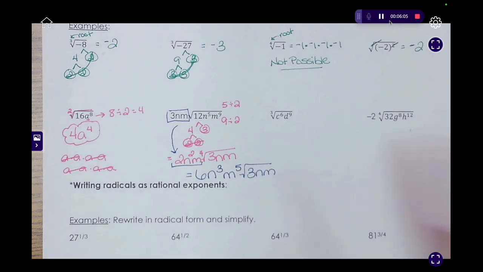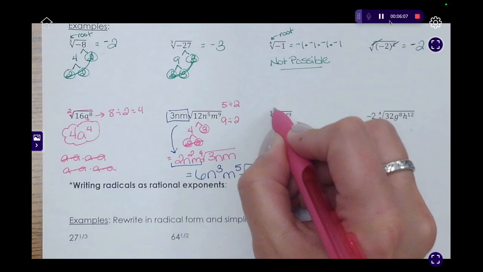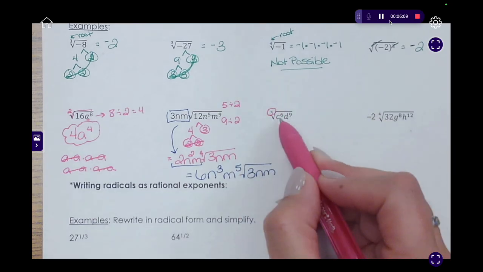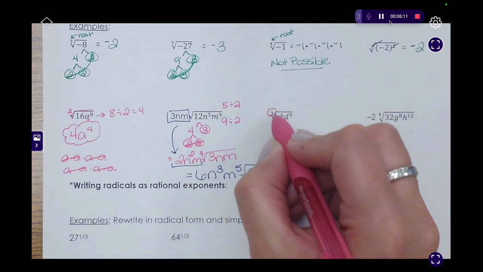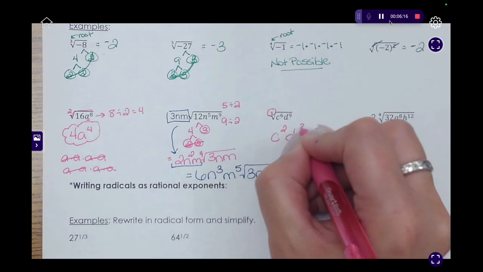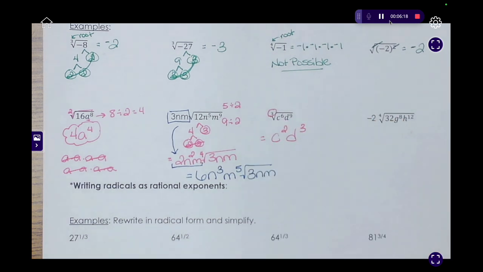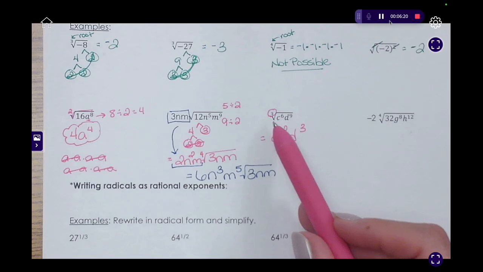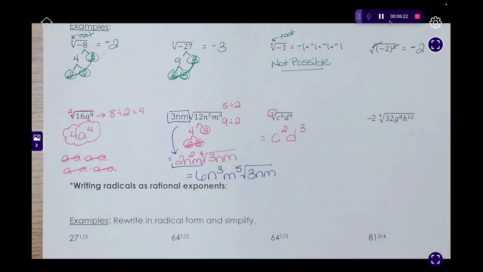All right, so again, the next one I have a cubed root. Remember, that root is what I'm going to divide those exponents by. So right here, 6 divided by 3 gives me 2. 9 divided by 3 gives me 3, and that would be my answer. So that's a perfect cubed root. I didn't have a number in the front, so you didn't have to worry about doing the factor tree.